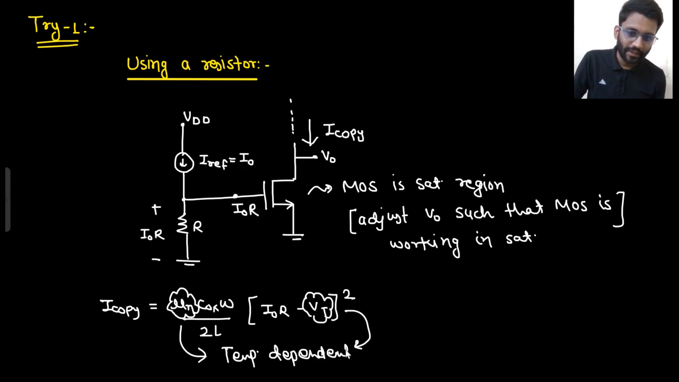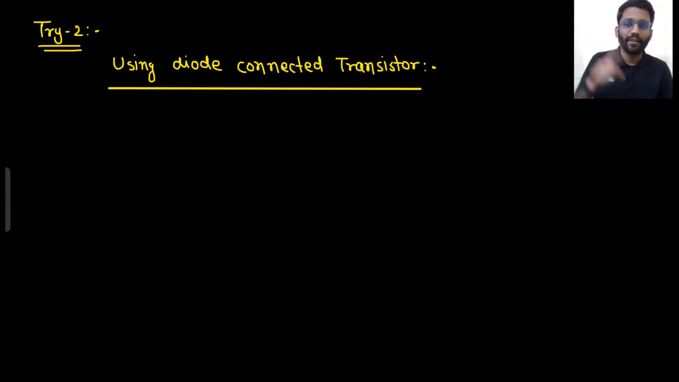We tried to make a copy of this current source which should be independent of the temperature variation. But this is not independent of the temperature variation, it is depending on the temperature. So this is not a good idea. So what will we do now? We will use a diode connected transistor.